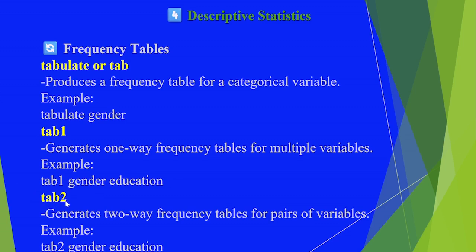On the other hand, tab2 is also used to produce frequency tables, but it is different from tab1 and tabulate in such a way that it will generate two-way frequency tables for pairs of variables. Remember, it is for pairs of variables. As an example, you can say tab2 gender education, which means it will be a two-way frequency table. It's like a single table with all these statistics distributed.